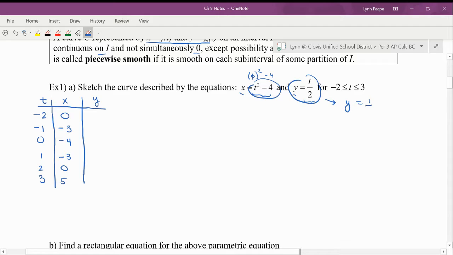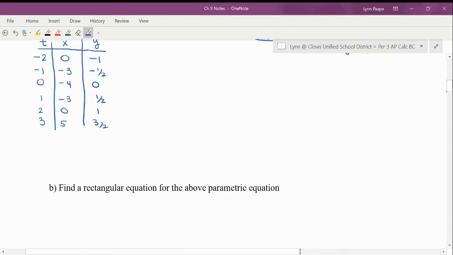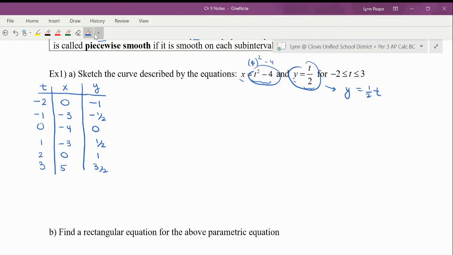So y is equal to 1/2 t, right? Half of -2 is -1, half of -1 is -1/2, half of 0 is 0, half of 1 is 1/2, half of 2 is 1, and half of 3 is 3/2. And so once I have those values, let me back that up just a little bit.